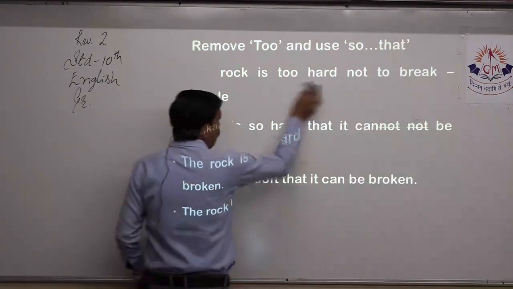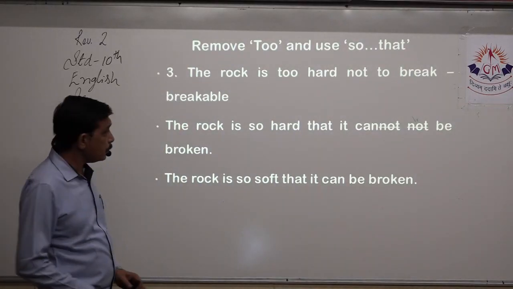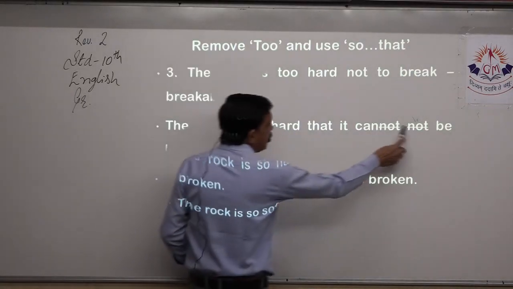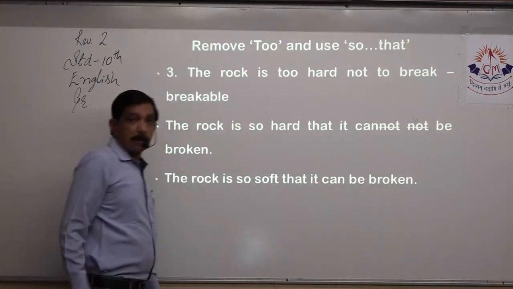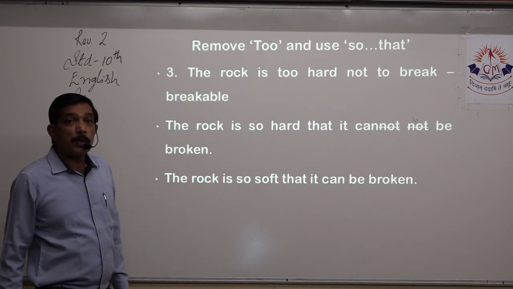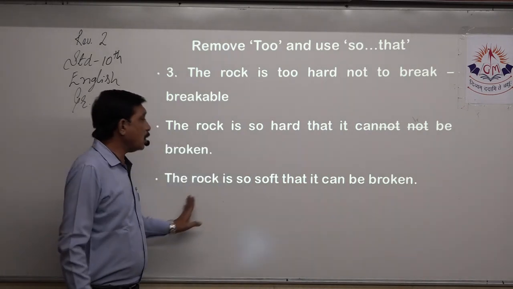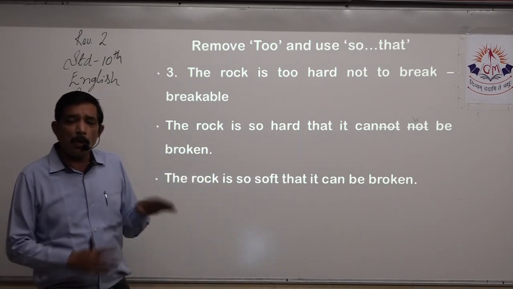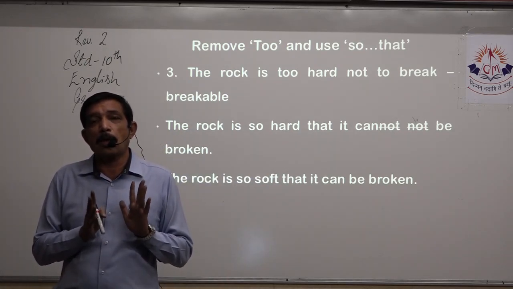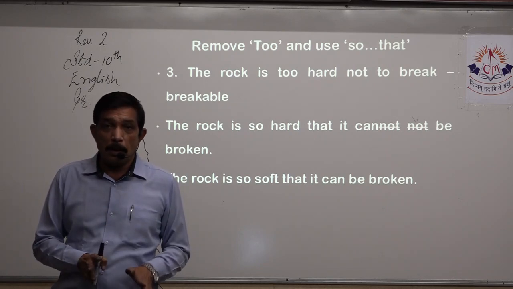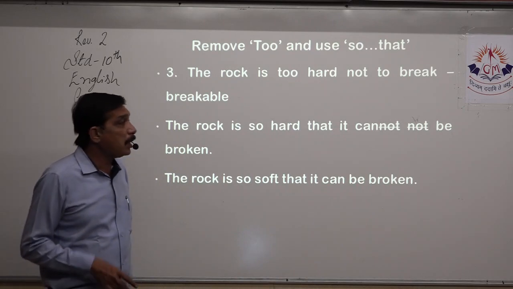The rock is so soft that it can be broken, because I removed two negations, that it can be broken. But then hard gives us the opposite meaning. So we have to make the antonym of hard, that is soft. The rock is so soft that it can be broken. So all these four sentences, the meaning is the same, that is that the rock is breakable. That means it is soft. So the only thing is to see how it works.